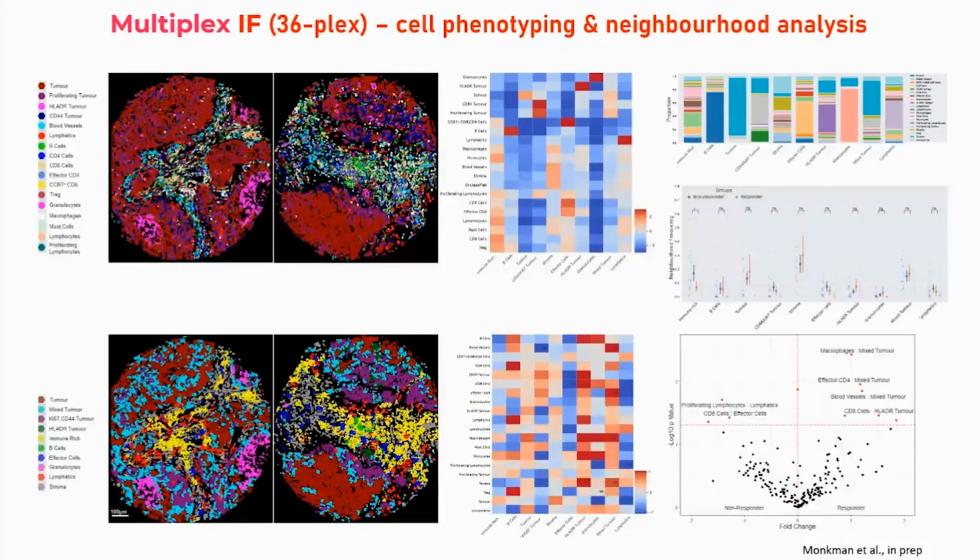And so what we see here is we've taken the multiplex IF data on the top, and then we've identified the cellular neighborhoods within those cores once again at the bottom. And then we could ask the question, what is the neighborhood enrichment between the response and the non-response group? And you can see these on the volcano plot on the bottom right. Those in red are the significantly enriched neighborhoods between the patients that responded versus those that didn't respond to therapy.